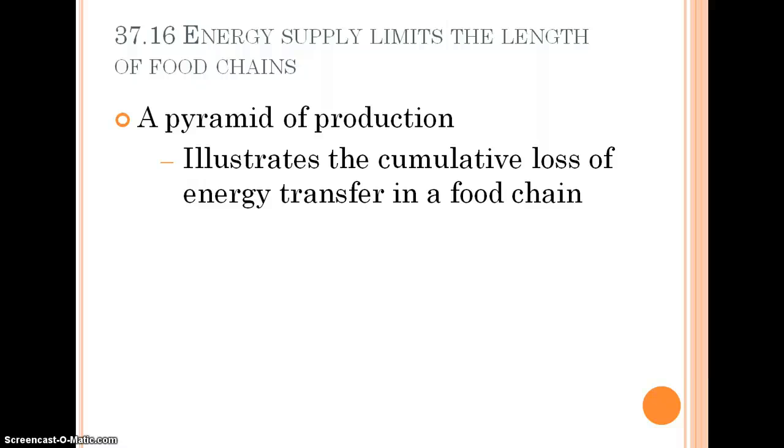Okay, so this is a pyramid of production. It's going to illustrate the cumulative loss of energy transfer within a food chain. It's really important to understand that within every single level, some energy is lost. So remember, we talked about in class that those arrows represent a transfer of energy. Okay, so the reason why humans are at the top of the food chain, we eat meat, sometimes we do eat lettuce and things like that, which are primary producers. However, every single time we go up a level, we lose energy.